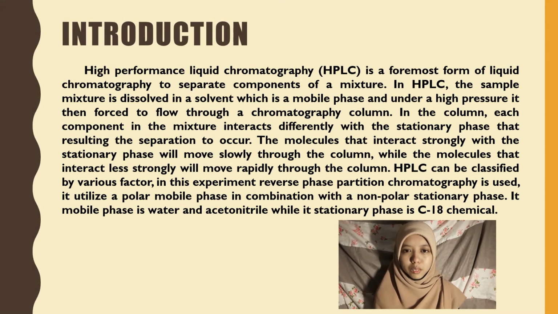High-performance liquid chromatography is a foremost form of liquid chromatography to separate components of a mixture. In high-performance liquid chromatography, the sample mixture is dissolved in a solvent, which is a mobile phase, and under a high temperature is then forced to flow through the chromatography columns. In the column, each component of the mixture interacts differently with the stationary phase, resulting in the separation.